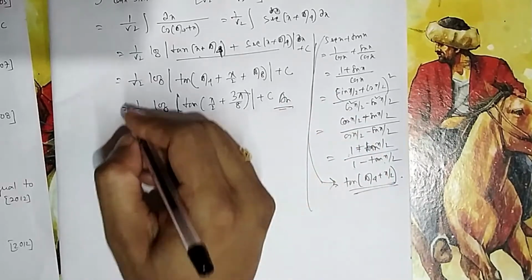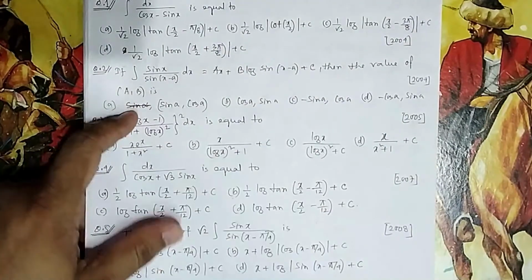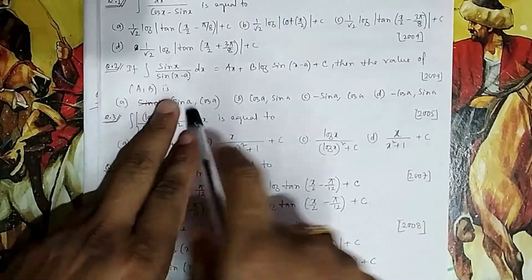That is your option D. Now if you come to question number 2, if this is of this format, then the value of this. Now I think we have done this one in basic level also.